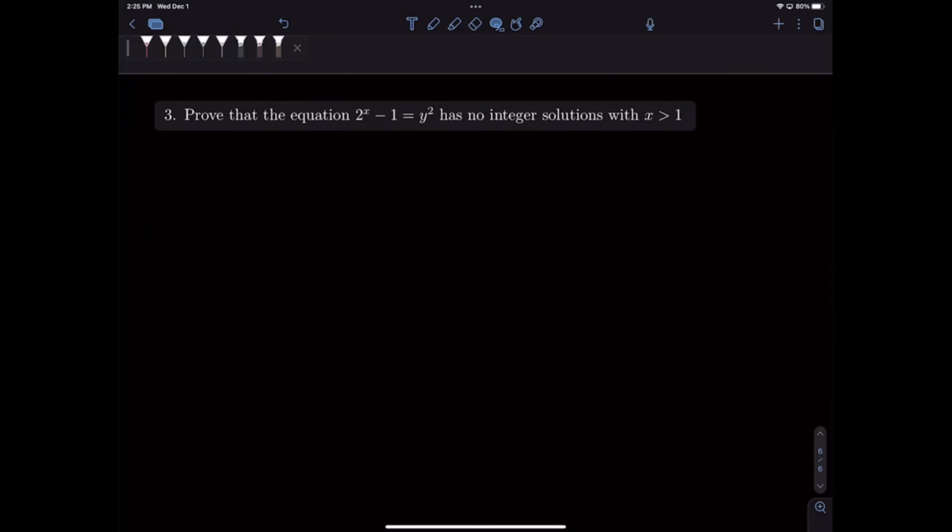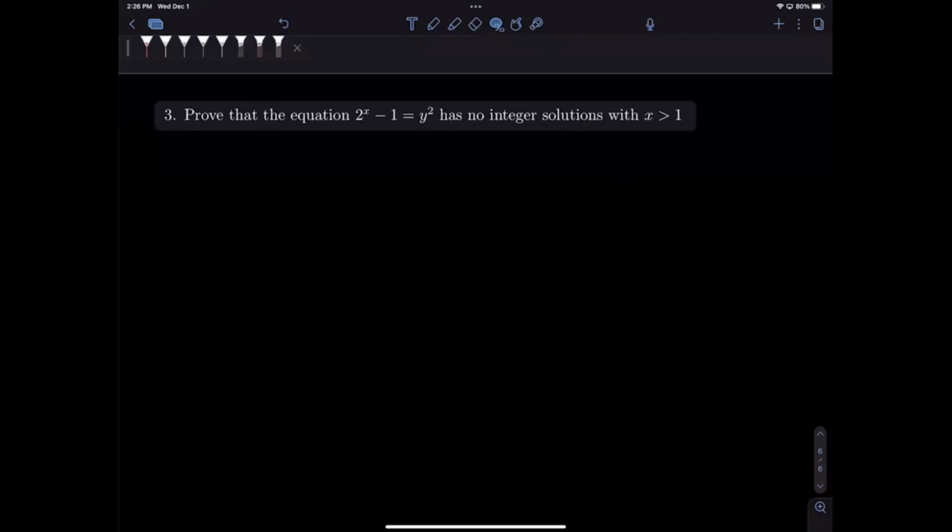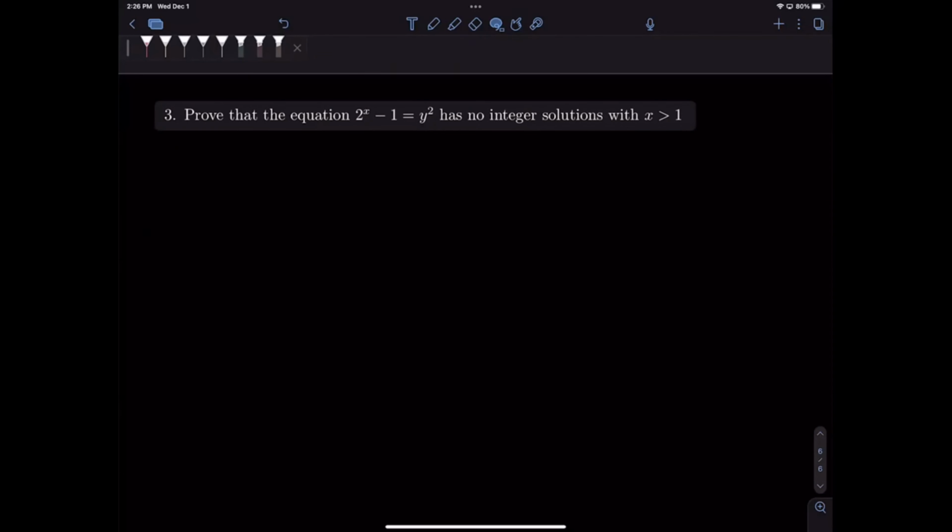Alright, so look at this. What can we do? Prove that this has no integer solution, where x is greater than 1. What can we do with this? Any idea, any suggestion?